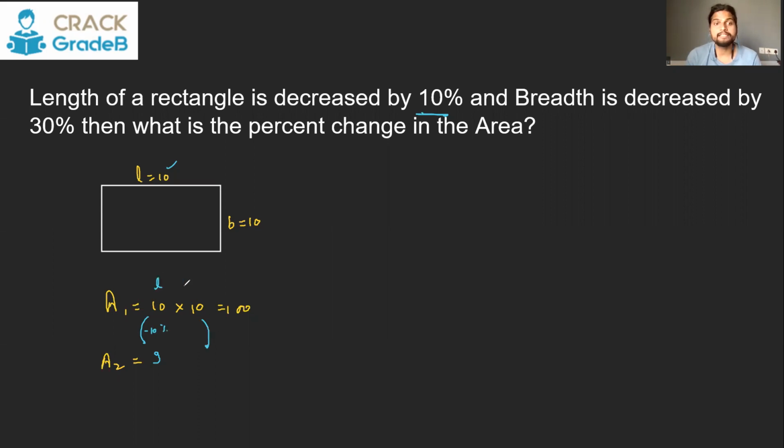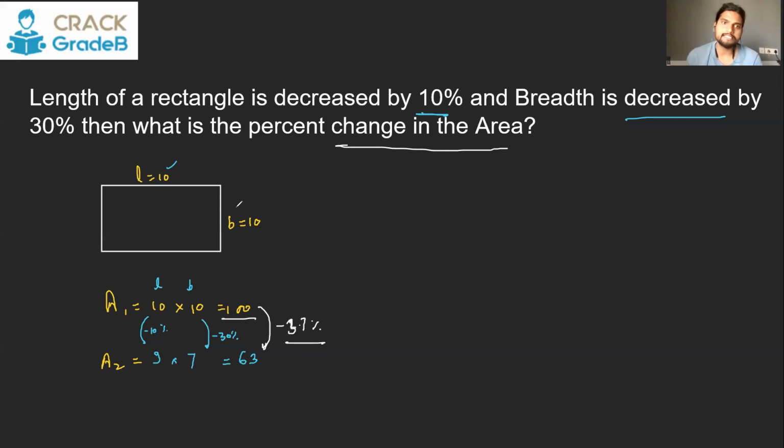This is length, this is breadth. And the breadth is decreased by 30%. So if 10 is decreased by 30%, it is going to become 7. So 9 into 7, the new area, length into breadth, will be 63. And if you have to calculate the percent change in the area, 100 is becoming 63. That means there is a decrease of 37 on 100, which means a 37% decrease.